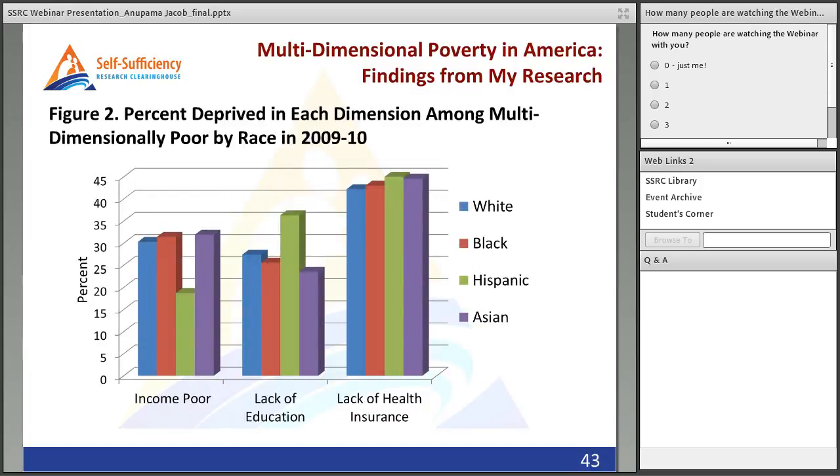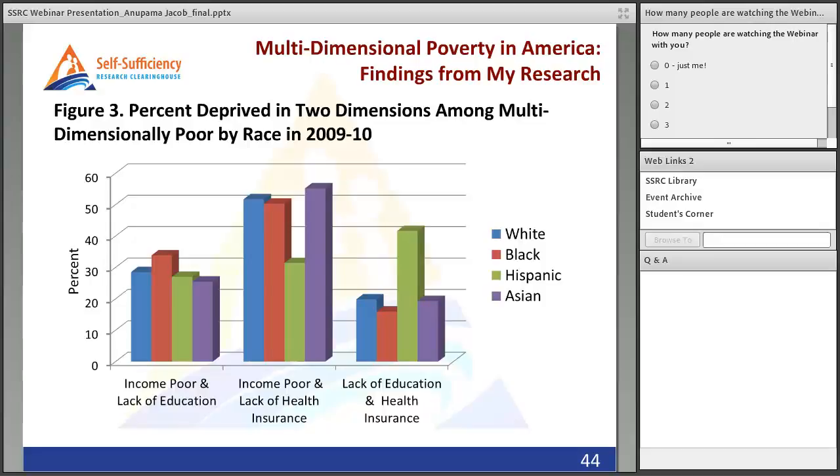I next look at the percent deprived in each dimension among those identified as multidimensionally poor in my sample. Of those deprived in one dimension, the percent lacking health insurance coverage was largest among all the groups, while Hispanics stand out among those lacking education. And it is interesting that Hispanics have the lowest percent deprived in the income poor dimension here.